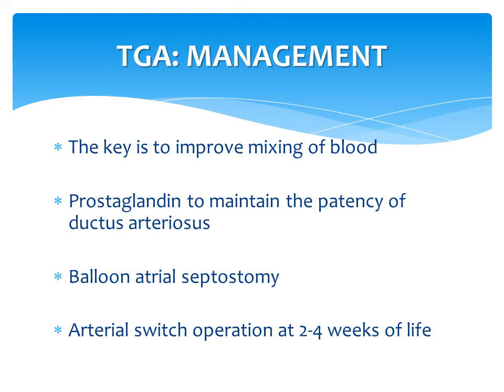The key management in TGA is to improve mixing of blood between the right and the left side of the heart. This is achieved by commencing the baby on intravenous prostaglandin infusion, which will maintain the patency of the ductus arteriosus. Subsequently, balloon atrial septostomy can be done to improve mixing of the blood. Arterial switch operation is the definitive surgery. This is usually performed at 2 to 4 weeks of life.